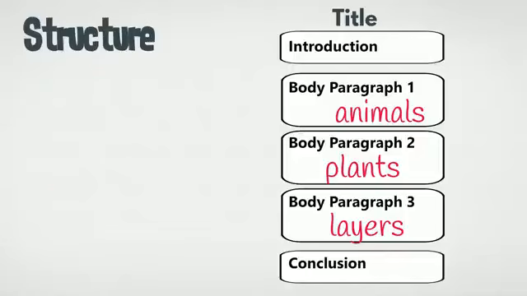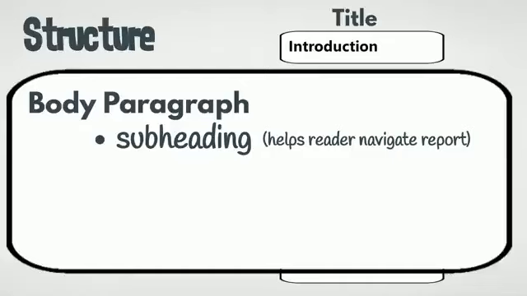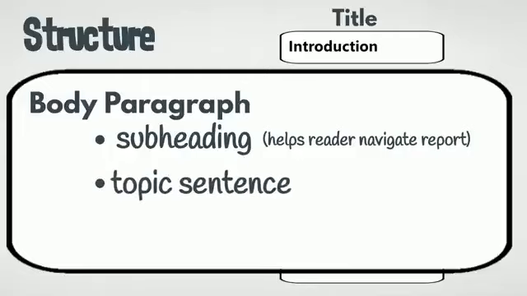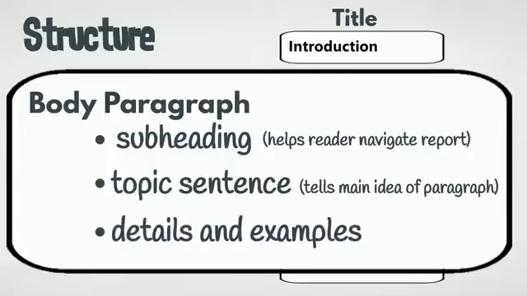Let's take a closer look at what a body paragraph is. Body paragraphs often have subheadings. Subheadings make it easy for the reader to navigate the report and find information quickly. Each body paragraph needs a topic sentence. A topic sentence is a sentence that tells the main idea of the paragraph. The rest of the paragraph provides more details and examples, all focused on the subtopic.